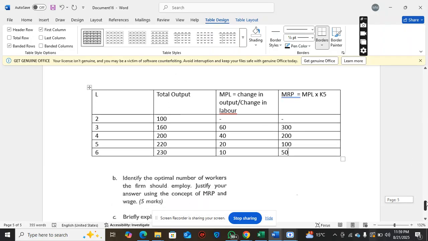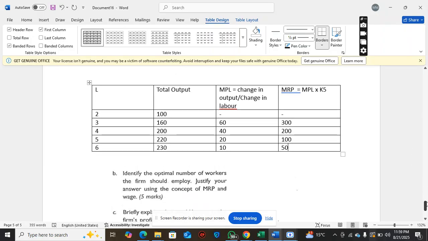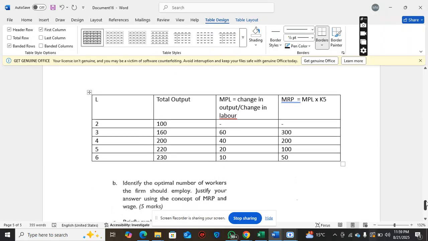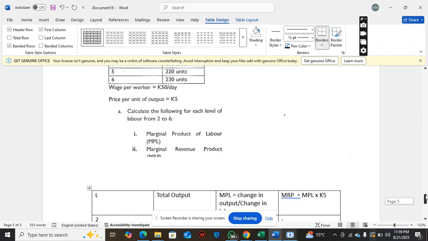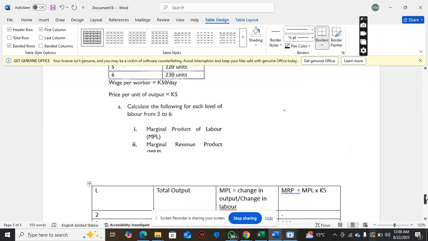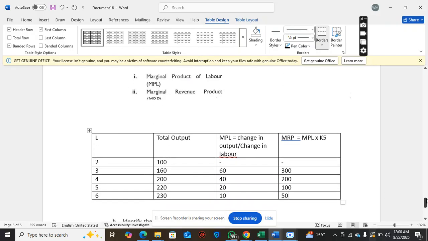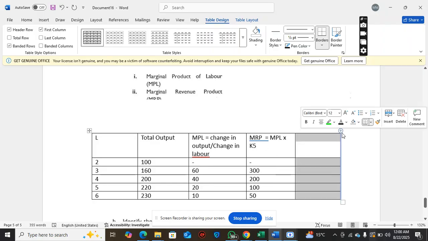Okay, so I believe here we've got, oh, we're not yet done. Part A. We've calculated the marginal product of labor, MPL. We've also calculated the marginal revenue product. Any questions, colleagues?